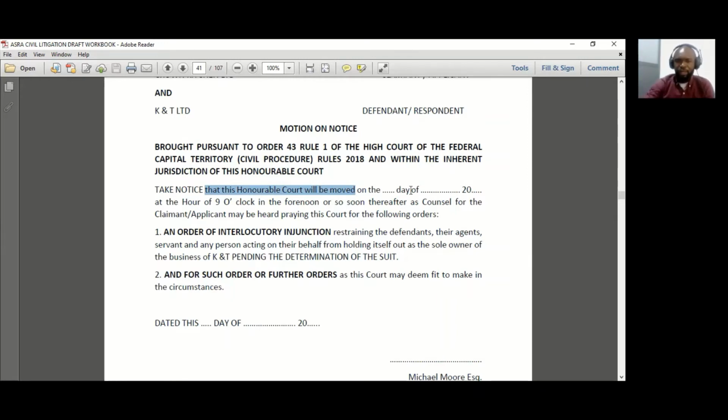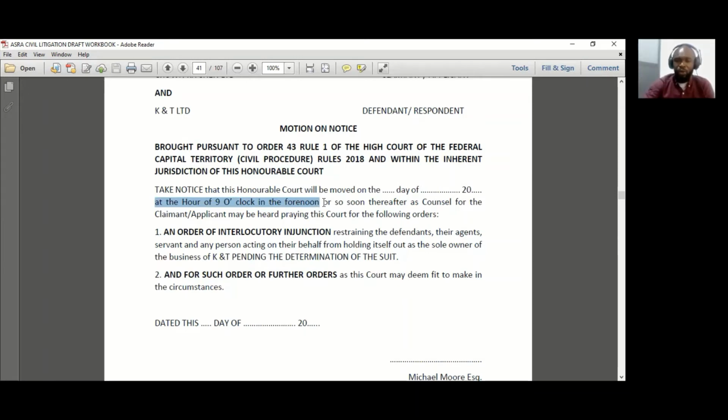Now, on what day? It says on the day of 20 . Now, you don't have to fill a date there because it's the registrar who would inform you as to the date your motion will be heard by the court. Now, it says at the hour of 9 o'clock in the forenoon. 9 o'clock in the forenoon simply means 9 o'clock before noon, and that is 9 a.m. And of course, you would know that the court sits at 9 a.m. So that's what it's saying at the hour of 9 o'clock in the forenoon. That's basically telling you that the court is going to be seated at 9 a.m.